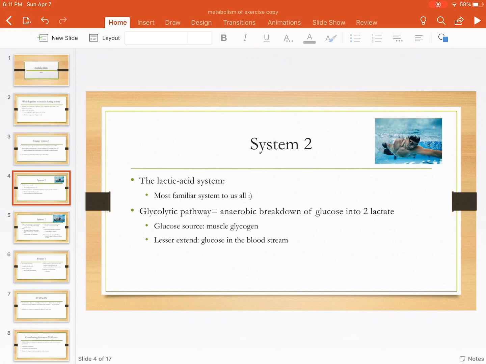So what is system 2? System 2 is your lactic acid system that most of us are very familiar with because that is what causes us fatigue. You know the lactic acid system because of the pain that it causes you during your exercise. So it's a glycolytic pathway. Why is it a glycolytic pathway? Because if you remember from glycolysis, how do we get lactic acid?